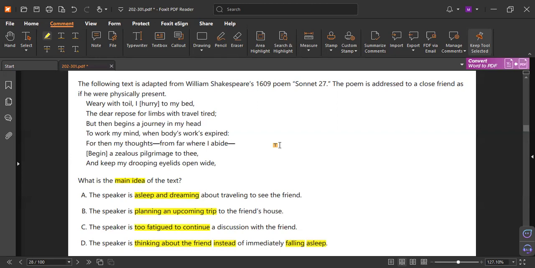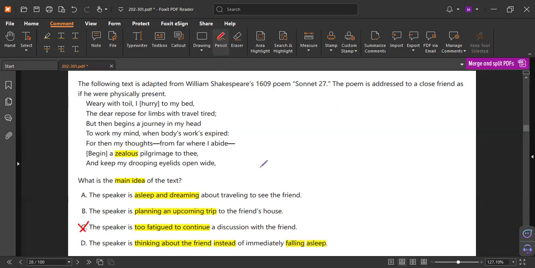Let's find evidence together. Is he too fatigued to continue? No. He said zealous journey. He too zealous as eager to do something, not fatigued. And he said when the work of my body stopped, expired, I was using my mind working. Means he's not fatigued, so he's wrong.